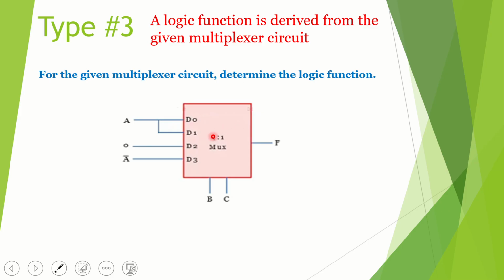So this is 4 cross 1 mux. Here the selection line B, C, but one of the variables is taken here as an input. So the select variables are A, B, C. So three variables are presented in the Boolean function. So next we have to select these D0, D1, D2, D3 by the combinations of B and C. We already know, for B and C we will have four combinations: 0 0, 0 1, 1 0, 1 1. So out of four combinations, we will select D0, D1, D2, D3 respectively.